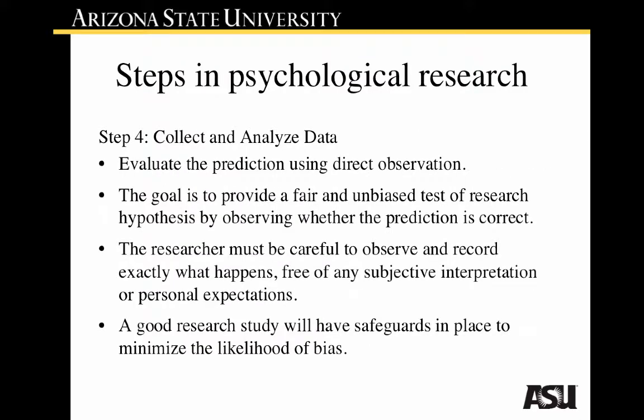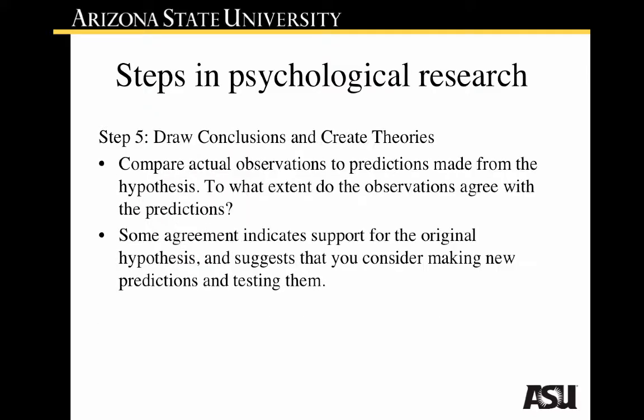Step 4, we collect and then analyze the data. So we evaluate our prediction using some kind of direct observation that we've done. Often it's an experiment or some other kind of research method. Our goal is then to provide a fair and unbiased test of our hypothesis. We want to really expose it to the light of day and observe whether the prediction is correct. The researcher must be careful to make sure to observe and record exactly what happens and not allow subjective interpretation to get in the way. A good research study will have safeguards in place to minimize the likelihood of bias, and we'll talk about what those safeguards are shortly. And then finally, we draw conclusions and create theories based on the results that we got.